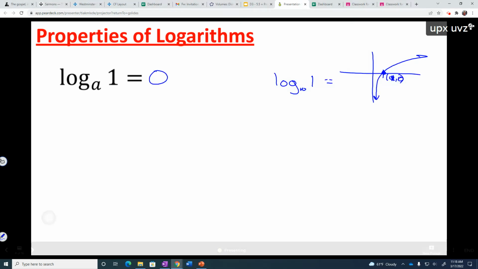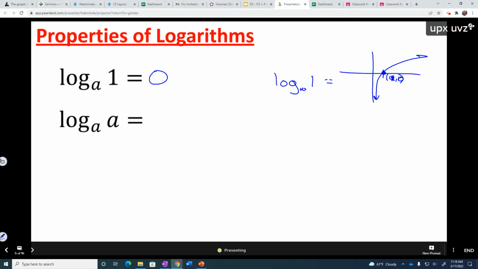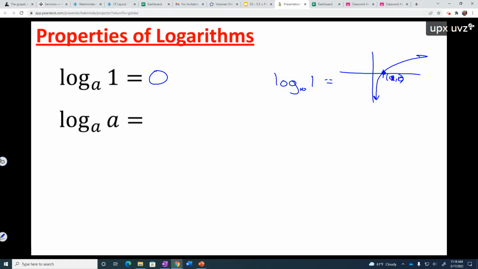Okay, so the next one, log base a of a. So this would be something like log base 3 of 3, for example. What do you think that equals? Yeah, 1. Most of these are pretty easy because they're just whatever your intuition will tell you. So log base 100 of 100 would be 1. These sort of just cancel out and leave just 1. So for any base, if the base and the number are the same, you get 1.